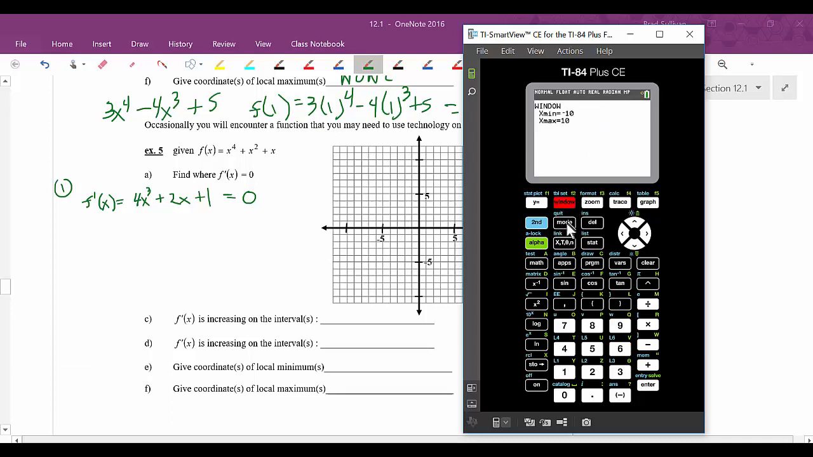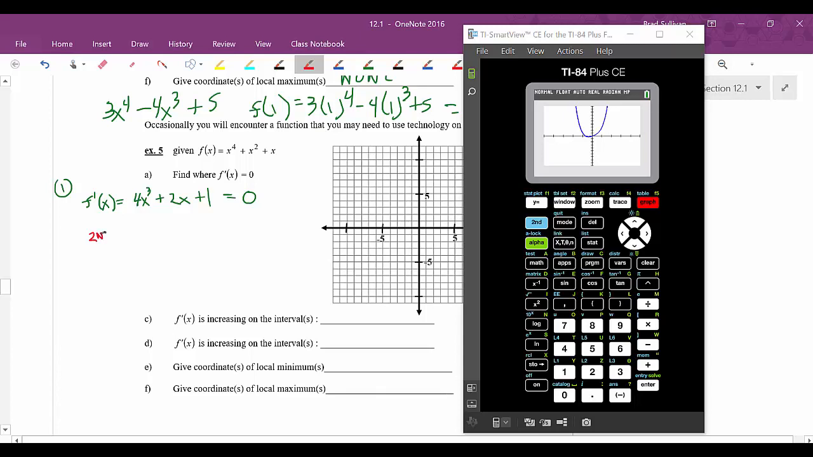I'm going to change the window. Let's go -5 to 5 on X and leave everything else alone. And let's do this. So it looks to me like the function decreases then increases. So what we need to do is find that minimum. So what you do, write down the keystrokes if you need to.